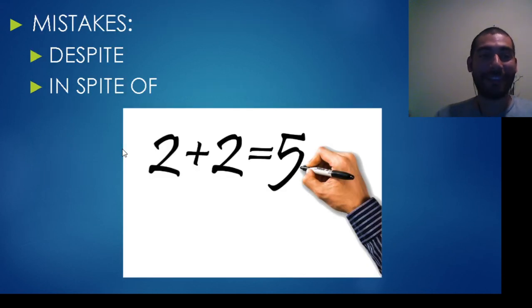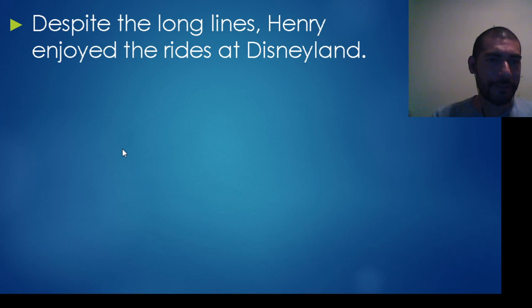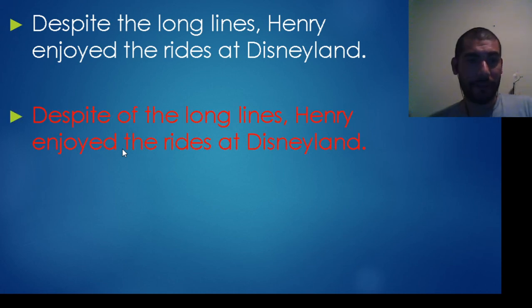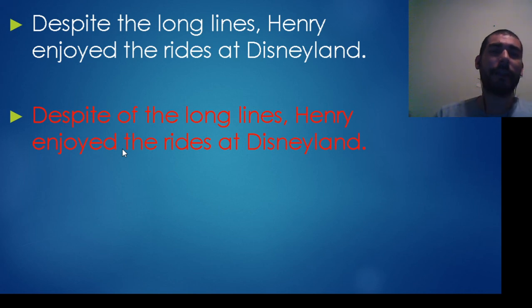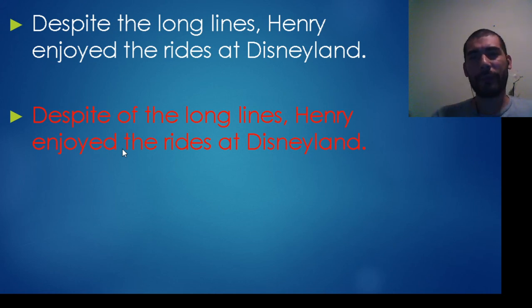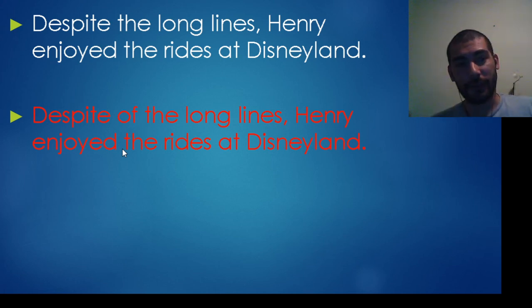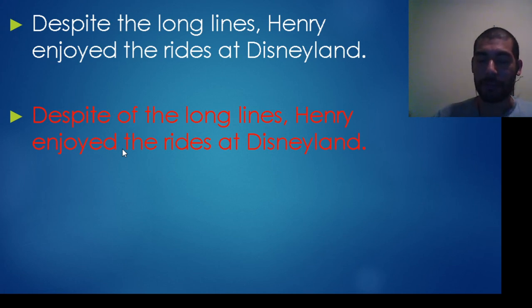Alrighty, now let's look at some mistakes regarding despite and in spite of. So we have a good sentence. Despite the long lines, Henry enjoyed the ride at Disneyland. The incorrect sentence. Despite of the long lines, Henry enjoyed the rides at Disneyland. And it is a very common mistake. Students like to add of after despite, and you cannot do that. We usually do not put two prepositions after each other. Despite is a preposition and of is a preposition. So please do not do this.